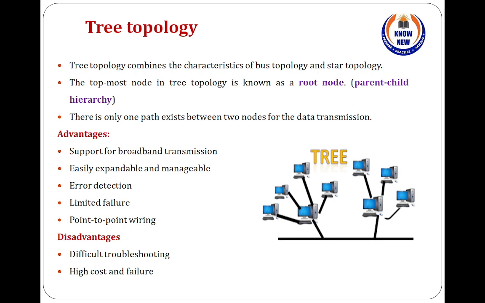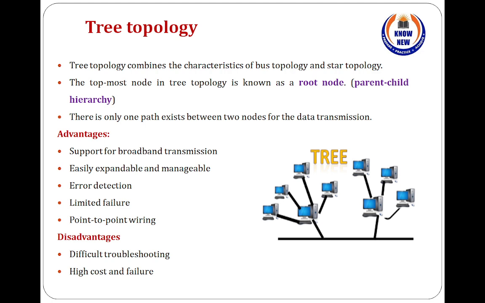Error detection is also very easy, because if we find out what the tree node is and what the subtree is, then we can easily find out what problem has happened on your individual machine. Point-to-point wiring methods are applied. And the disadvantage of the tree topology is difficulty in the troubleshooting process.